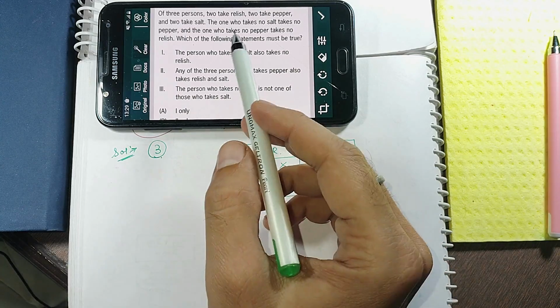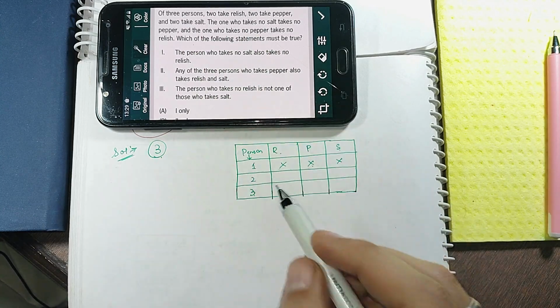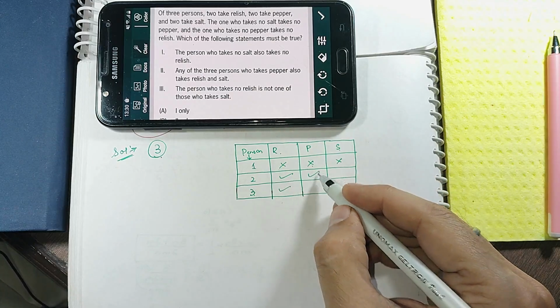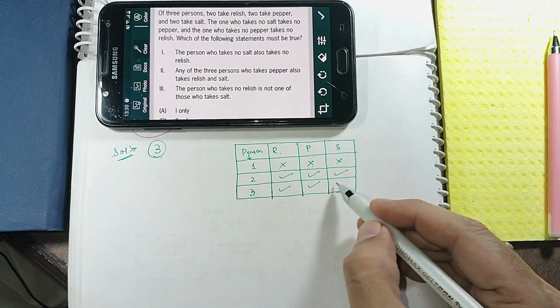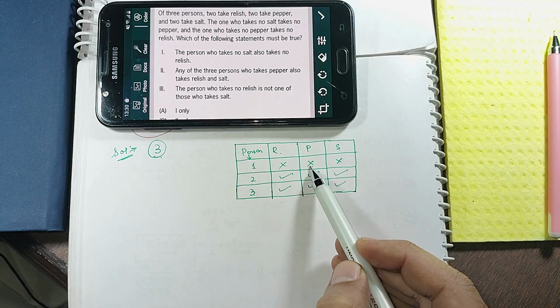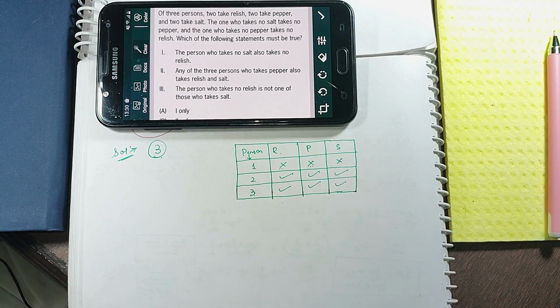Now the other thing it says is that of the 3 persons, 2 take relish. Now, only 2 are left, so these 2 will take relish, and 2 take pepper, so the second and third person will take pepper also, and 2 take salt. And the other condition was the one who takes no salt takes no pepper, and the one who takes no pepper takes no relish. Our table is complete now.